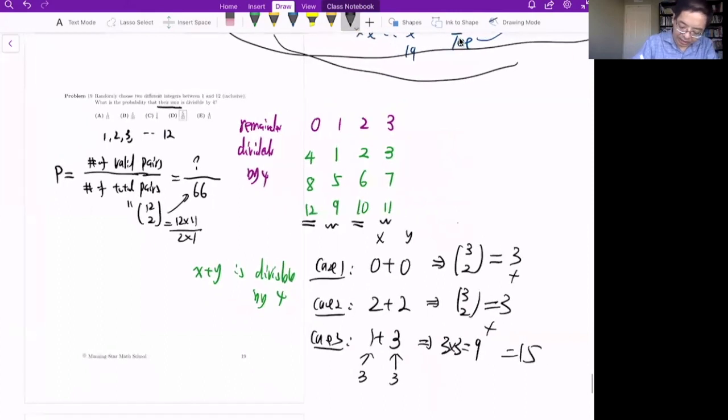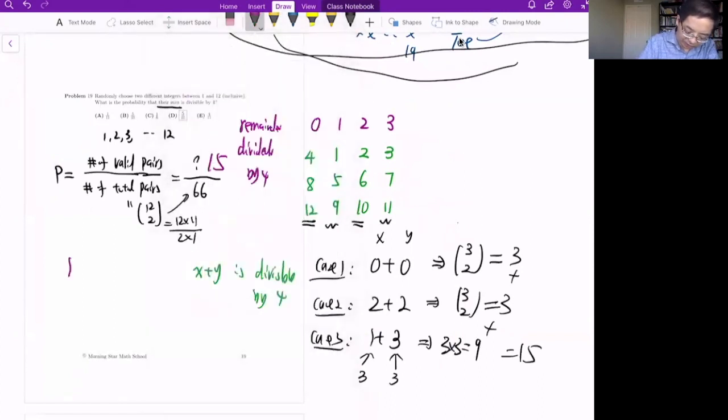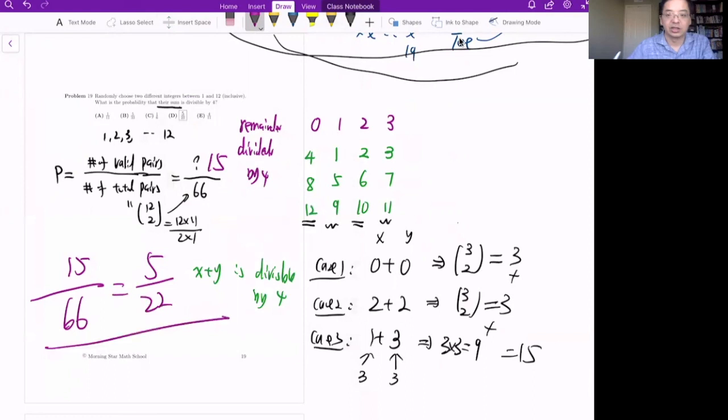All right, so that means the numerator here is 15. So it's 15 over 66. We simplify this, so this is 5 over 22. So it's 5 over 22.